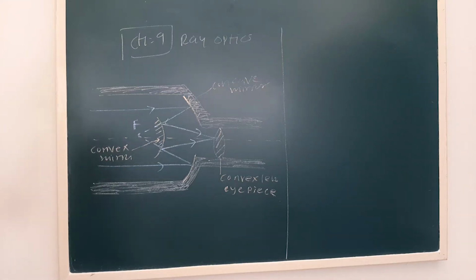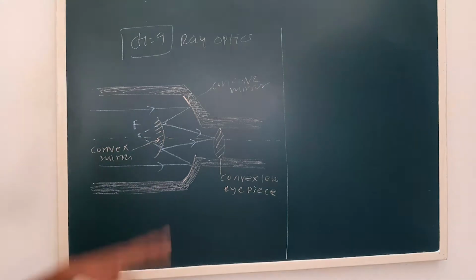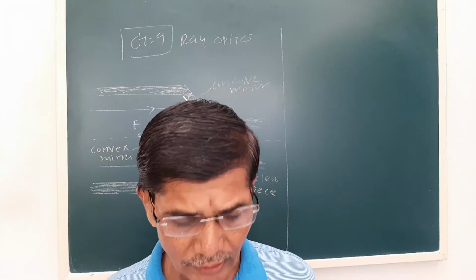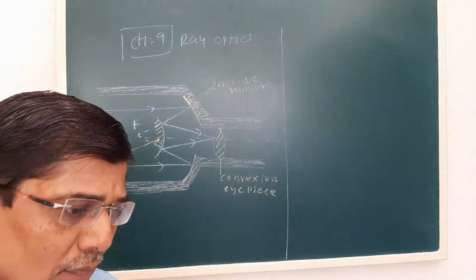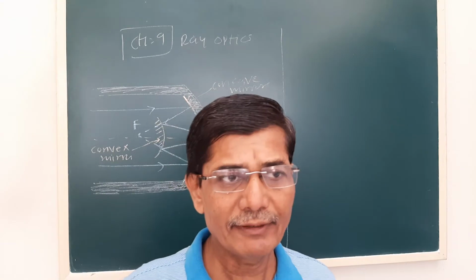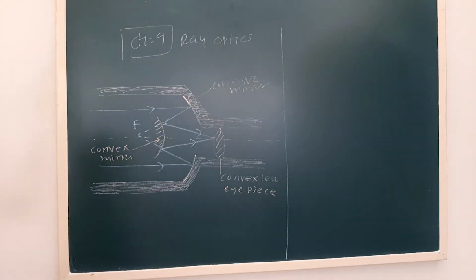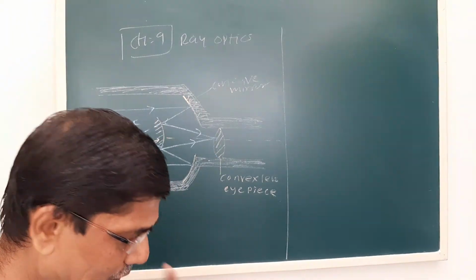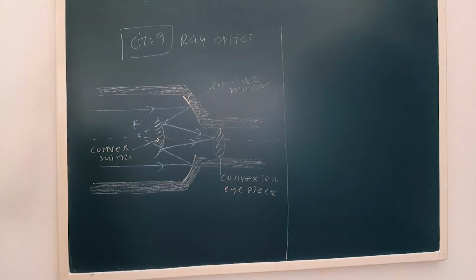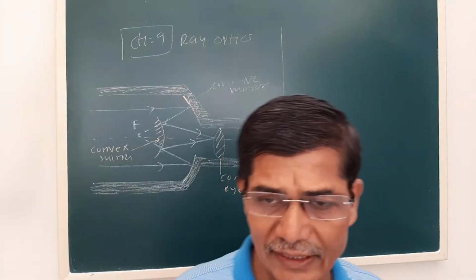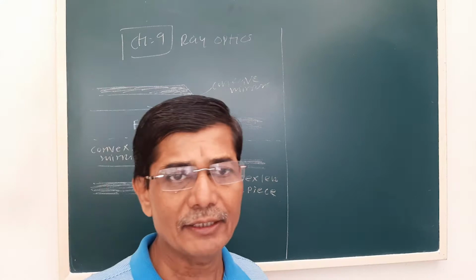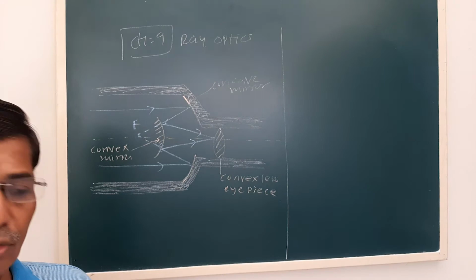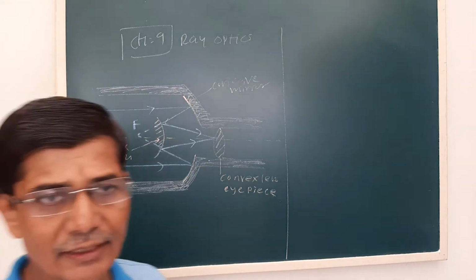Dear students, now see in lesson number 9 in ray optics. Last time we talked about optical instruments. In that we studied about microscope and a telescope. We talked about simple microscope which uses only one convex lens. We also discussed about compound microscope which uses two convex lenses. We also talked about refracting type of telescope. As we have discussed, the refracting type of telescope uses only lenses. It uses two convex lenses, one is an objective and second is an eyepiece.